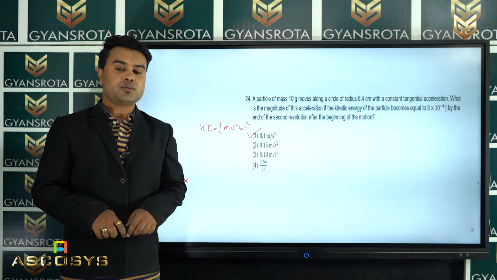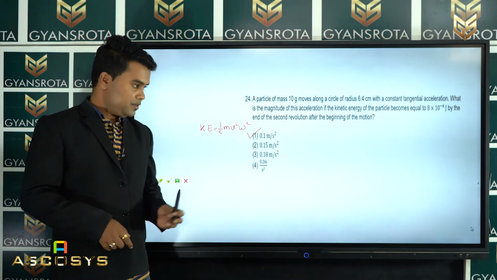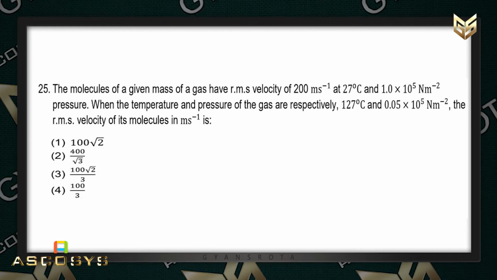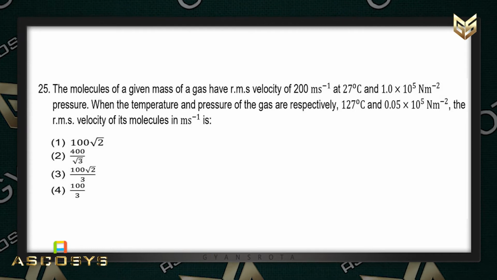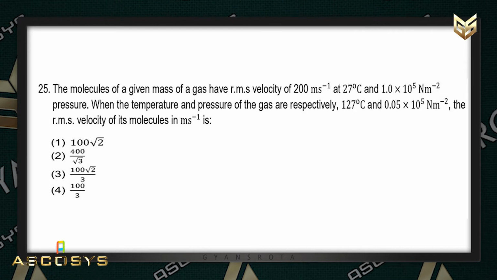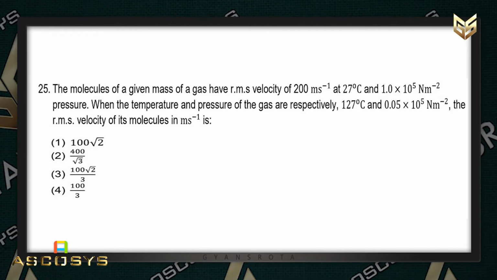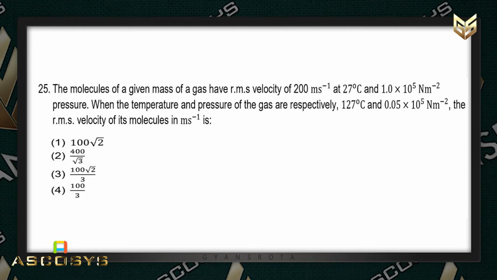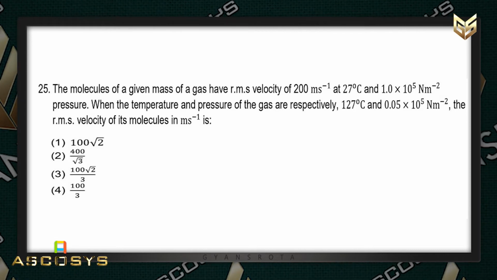Now, let us move to the next question, that is question number 25. The molecules of a given mass of a gas have RMS velocity of 200 meter per second at 27 degrees Celsius and 1.0 into 10 to the power 5 Newton per meter square pressure. When the temperature and the pressure of the gas are respectively 127 degrees Celsius and 0.05 into 10 to the power 5 Newton per meter square, the RMS velocity of the molecules in meter per second is.